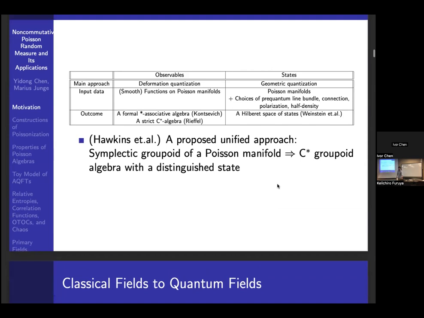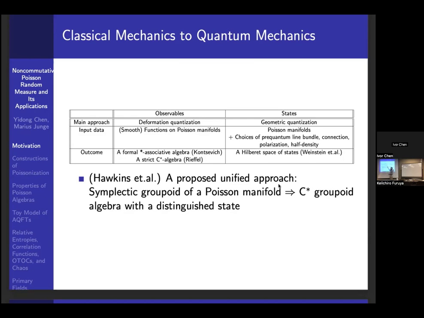Are you after C-star algebra or von Neumann algebra? Here, because I have to accommodate Mr. Kontsevich, I can put many analytic constraints on the algebra I'm looking at. So you want to be very general. That's just outlook.